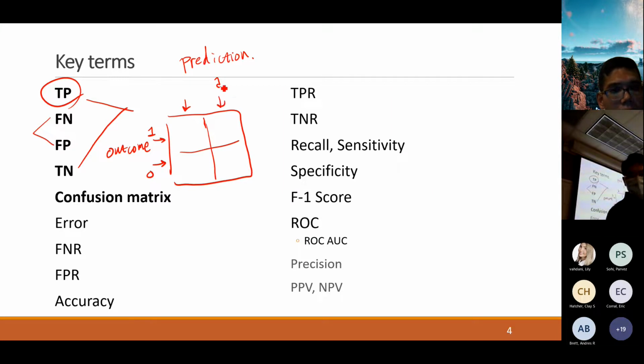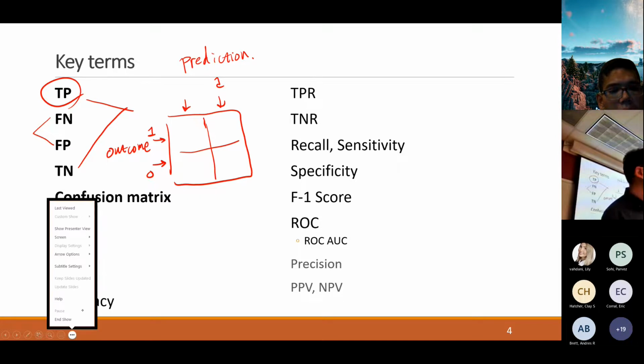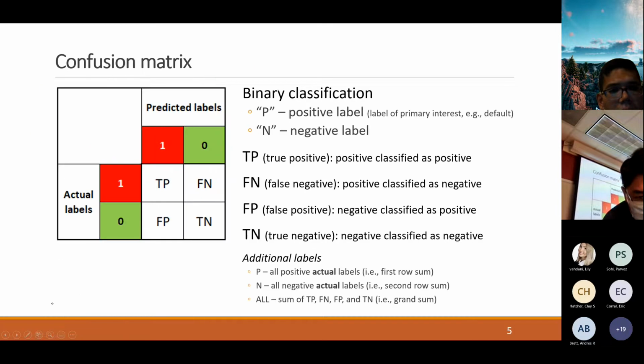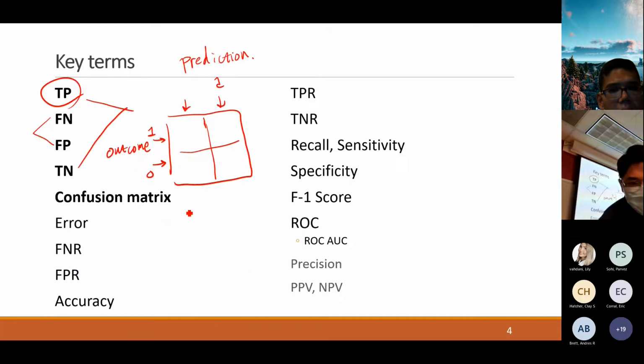Hold on, what's happening? In terms of how you calculate. Do we have here? Let's see.